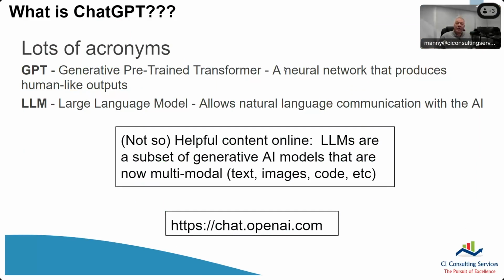So we're going to go to the headlines for a moment. What is ChatGPT? What is AI? What is all this stuff? I looked up GPT, read a few references, got there. Read up on LLMs, got there. Then I said, well, how does this all work? So I looked it up and got what somebody thought was helpful content online, not necessarily me. And it said LLMs are a subset of generative AI that's multimodal.